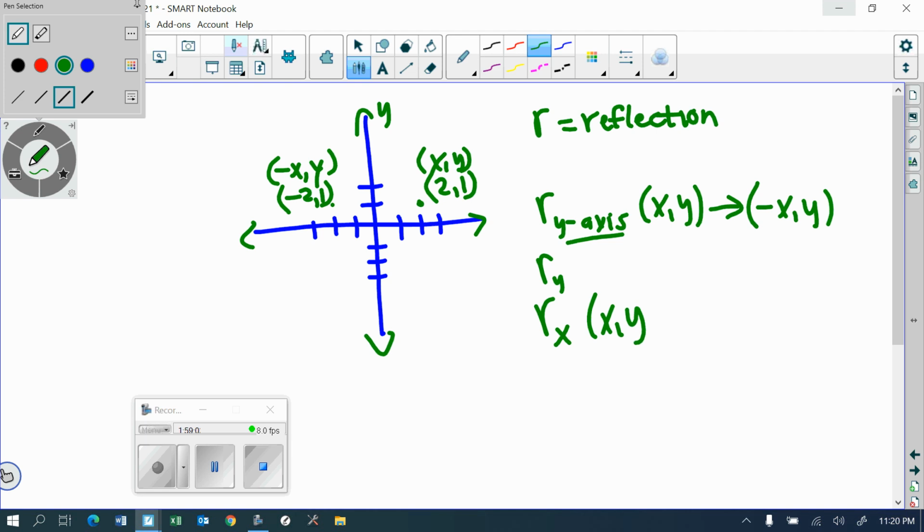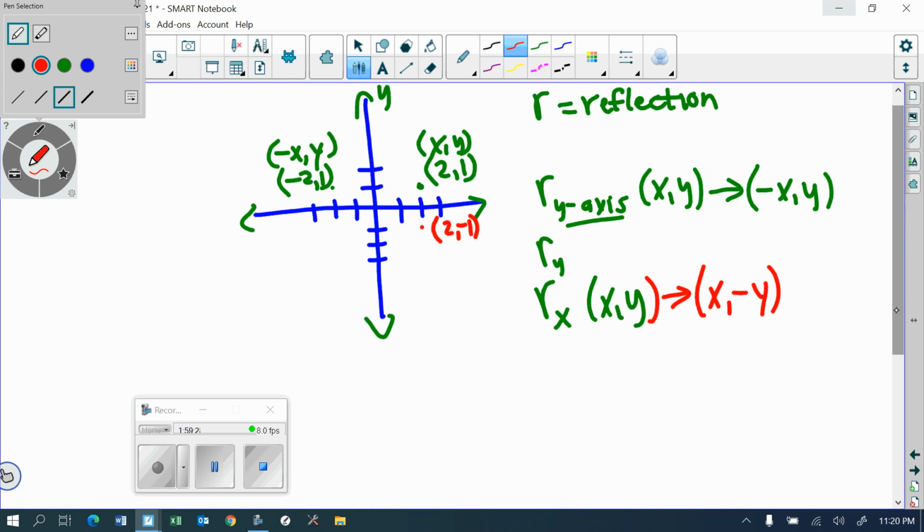I take that same point and reflect over the x-axis. That puts it right there. What is that point? 2, negative 1. Did the x switch? No, it didn't. So it stays as x. The y is what became the opposite. So the rule for reflection over the x-axis is x, y becomes x, negative y. These you need to memorize, or you just draw it out like this and figure it out yourself.